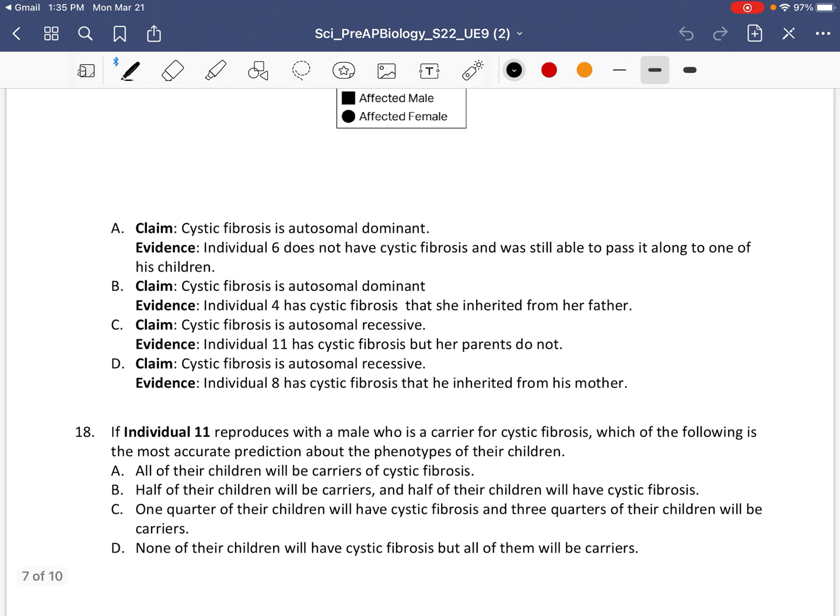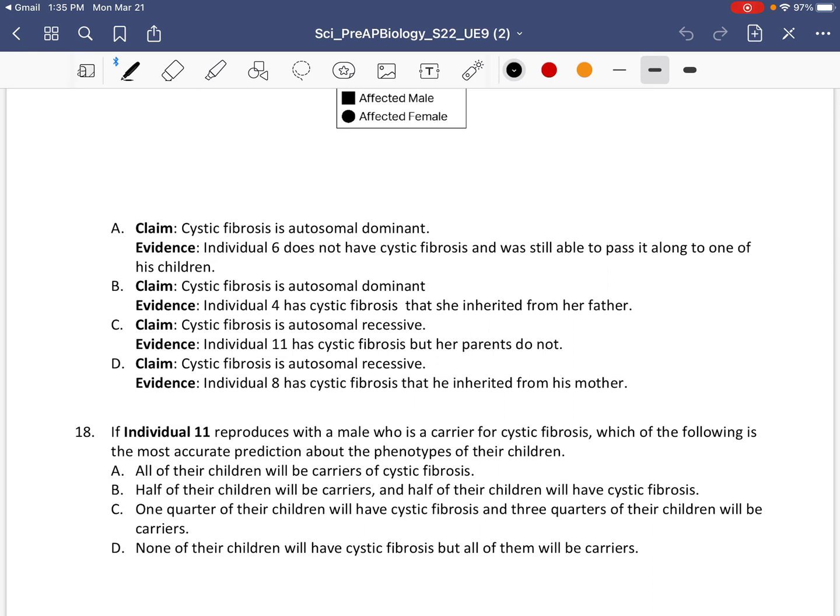A. Claim: cystic fibrosis is autosomal dominant. Evidence: individual 6 does not have cystic fibrosis and was still able to pass it along to one of his children. B. Claim: cystic fibrosis is autosomal dominant. Evidence: individual 4 has cystic fibrosis that she inherited from her father.